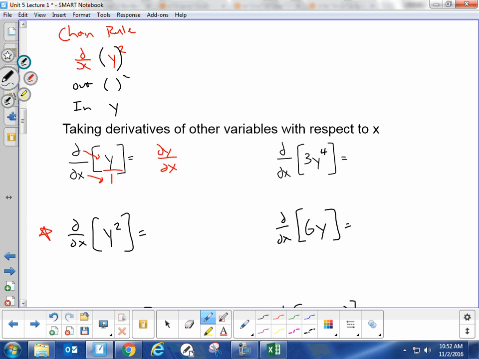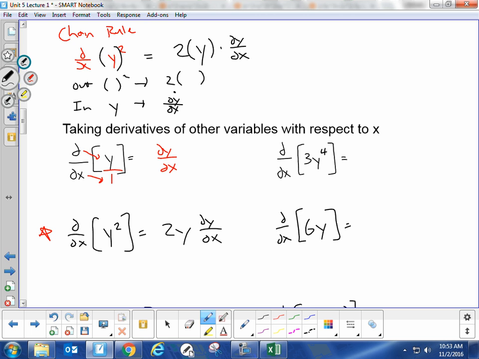Well, if I took the derivative of the outside, I know that this derivative was 2 times my stuff to the first power. The derivative of my inside, I know from here, is dy dx. So actually, when I take this derivative, I'd have 2 stuff times dy dx, because I'm multiplying the derivative of the outside by the inside. And what's in here? The y. So actually, this is 2y dy dx.